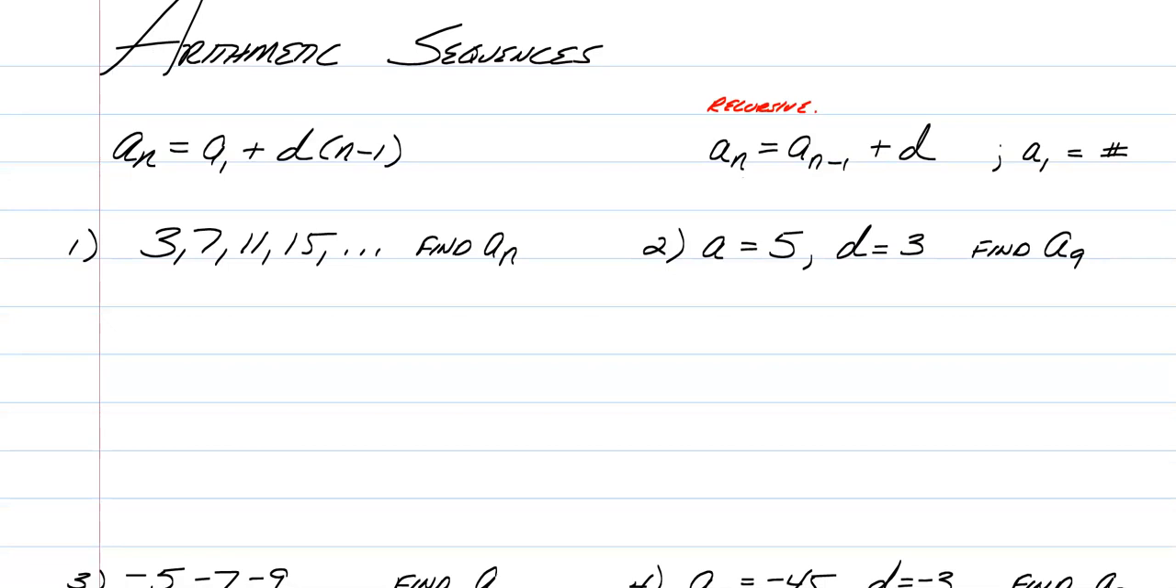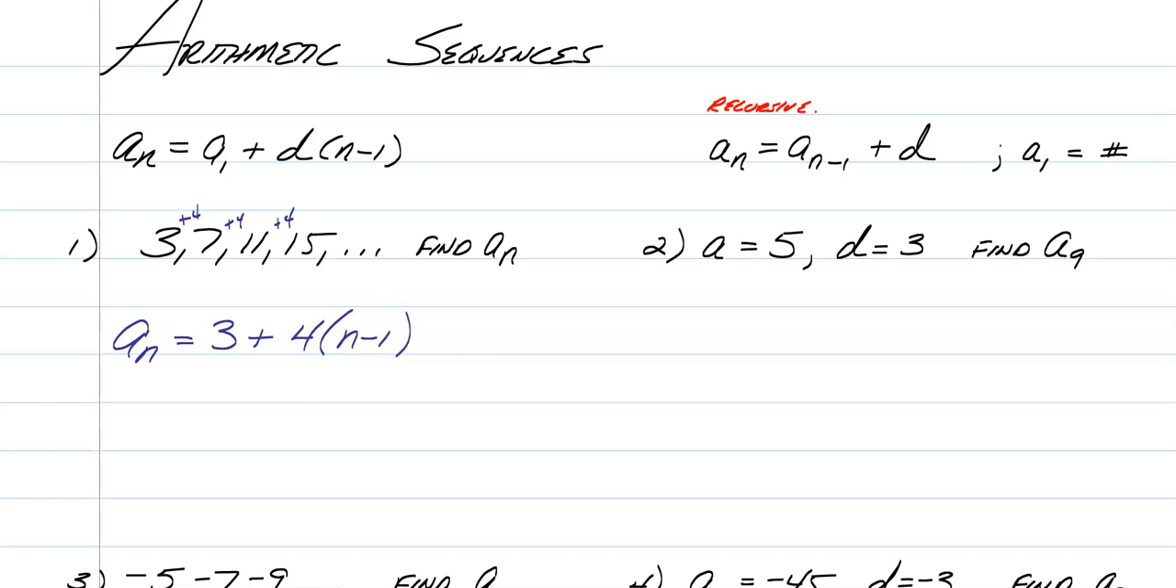For example number 1, it says 3, 7, 11, 15, find a sub n. That just means write a formula for a sub n. So a sub n is equal to the first term, which we know is 3, plus d, which means our common difference. If we look at this, we're going up 4 each time, so our common difference is 4 times n minus 1.